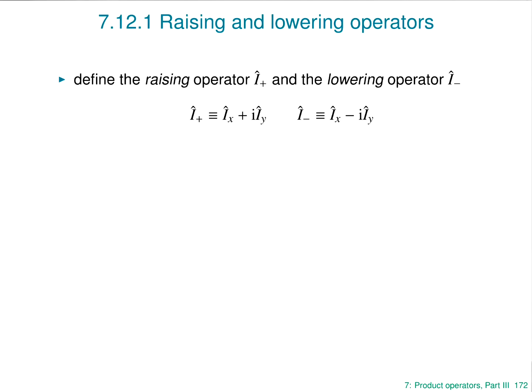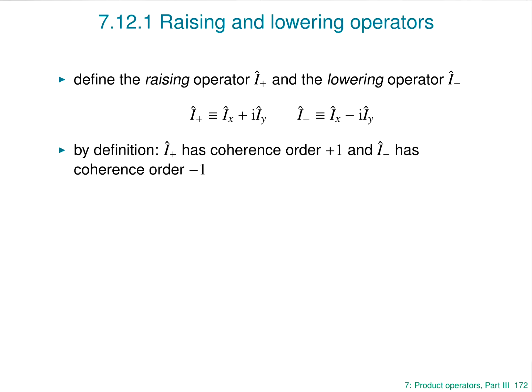Now, to work out what the coherence orders of the other operators are, you have to introduce some new operators, and they're called the raising and lowering operators. I plus is the raising operator, and it's defined as Ix plus the complex i times Iy. And I minus, which is the lowering operator, is defined as Ix minus i times Iy. And the reason for introducing these operators is that they have very simple coherence order. So I plus, it turns out, has a coherence order of +1, and I minus has a coherence order of -1, more or less by definition. And so if we take our operators, our x's and y's, and rewrite them in terms of I pluses and I minuses, we'll just be able to read off what the coherence order is. So that's why we're going to do this.